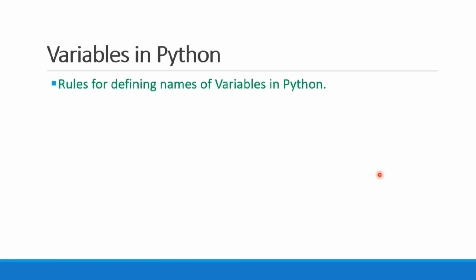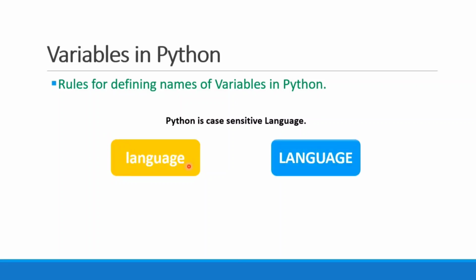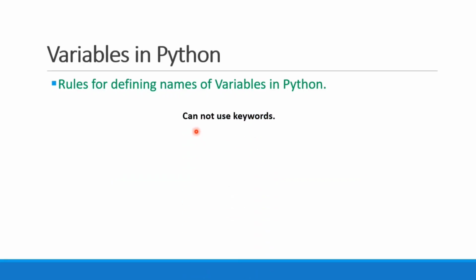So rule number 3 is that Python is a case sensitive language. It means that this language is different from this Language. This language will be considered as a separate variable, and this Language will be considered as a separate variable in Python. These two variables are two different variables in Python because Python is case sensitive. If one is written in a small letter and the other is written in a capital letter, then these two are different variables.